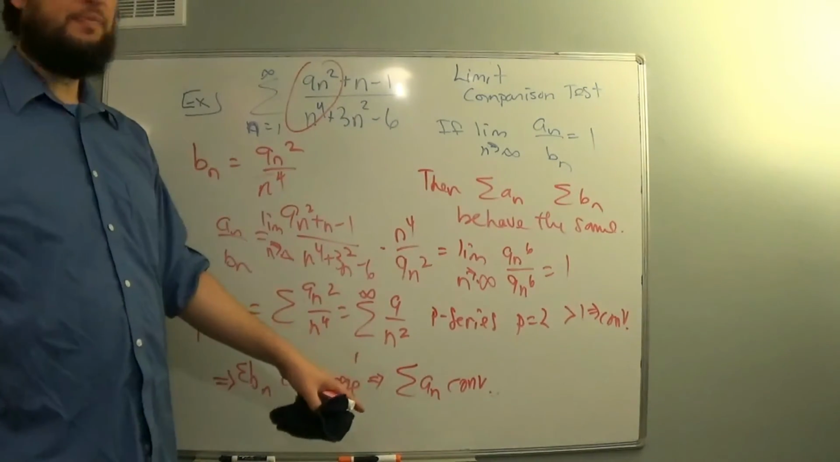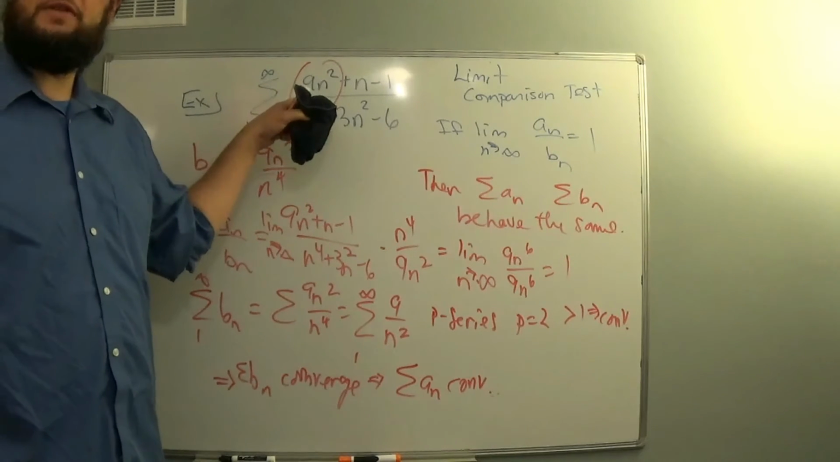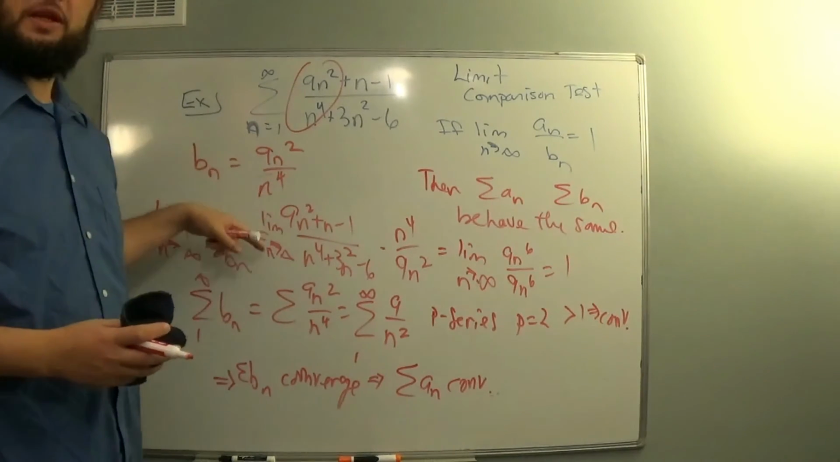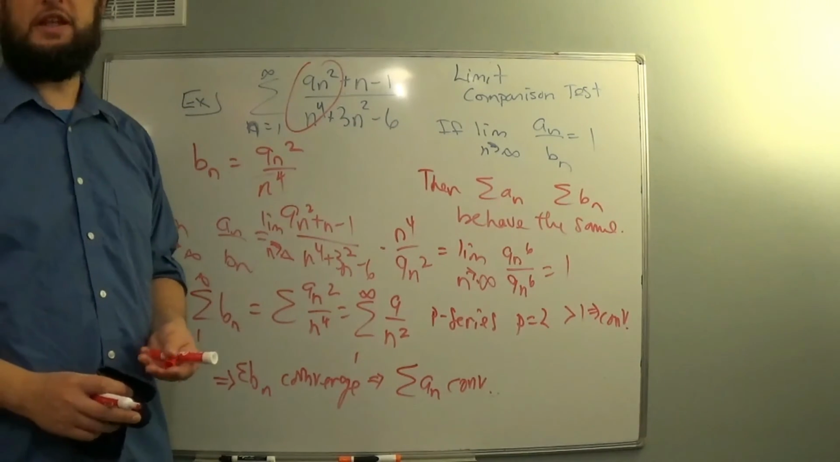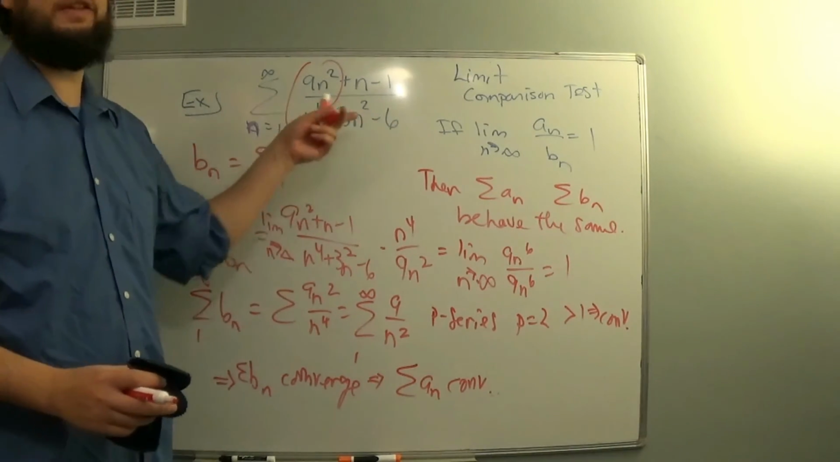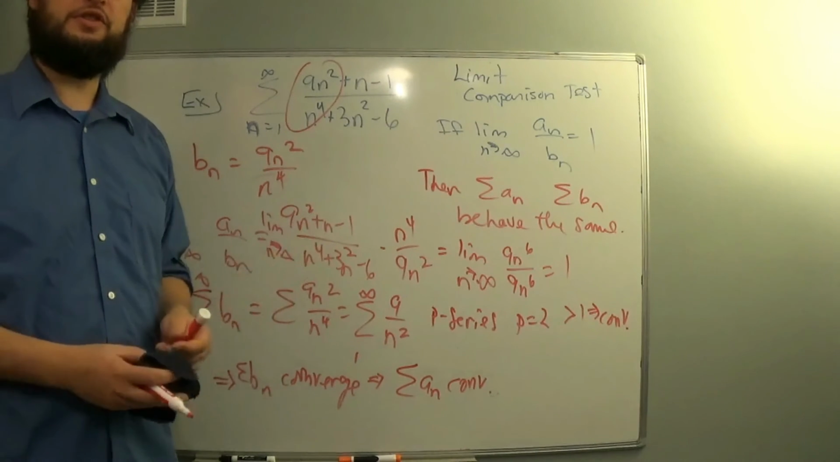So the big idea is to say, what does this behave like? Let's take an over bn. If the limit is 1, that means that they do in fact have the same convergence or divergence as this series.